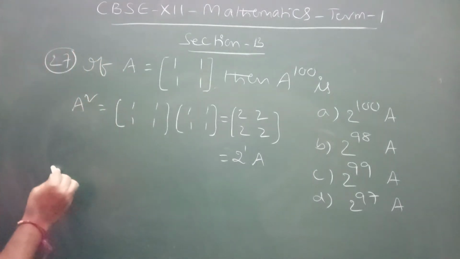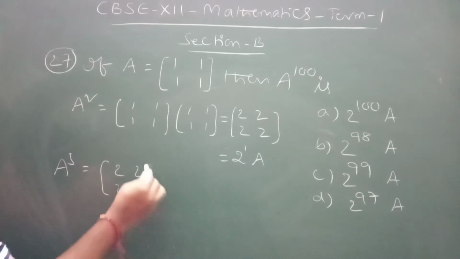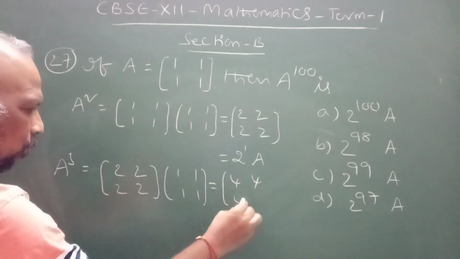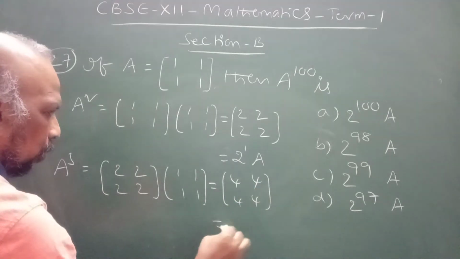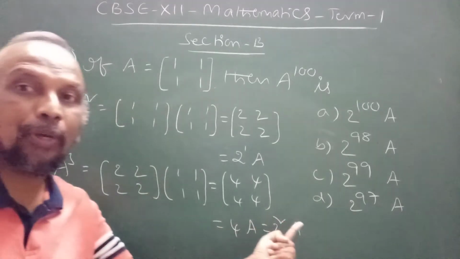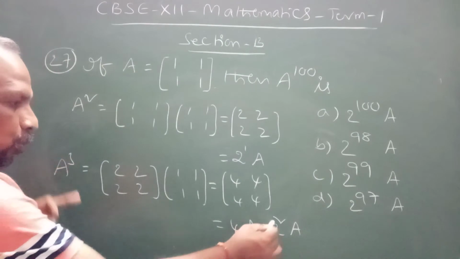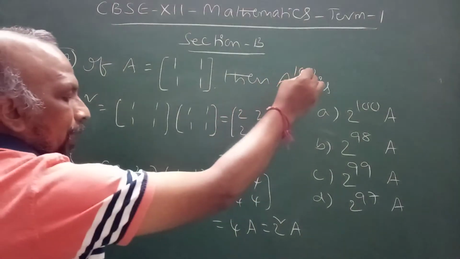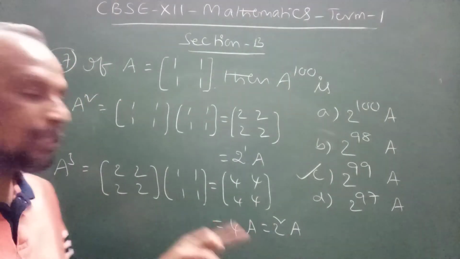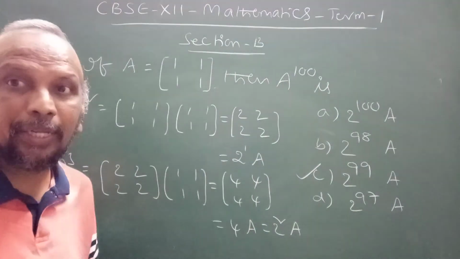Now if you take A cube, you get [2 2; 2 2] into [1 1; 1 1]. So it becomes 4 4 4 4, which is 4A. That means 2 square A. A cube is 2 square A, and A square is 2 power 1 A. So A power 100 is 2 power 99 A, because when the power is 3 the exponent is 2, and when it is 2 the exponent is 1. A power 100 is 2 power 99 into A.